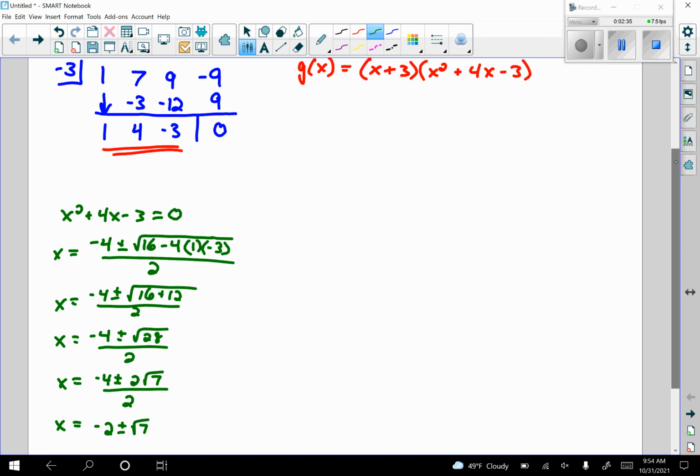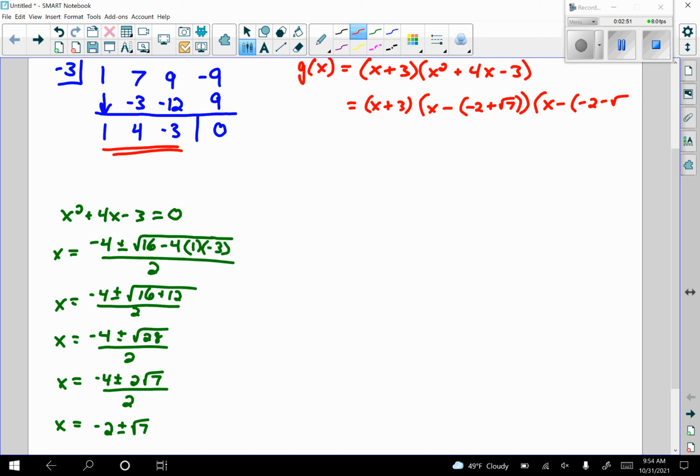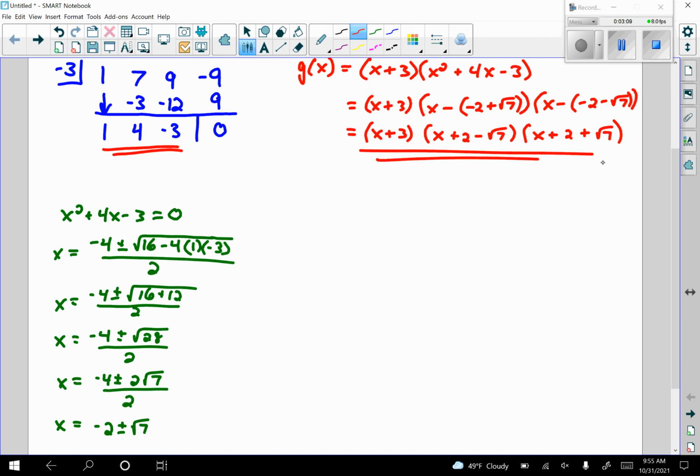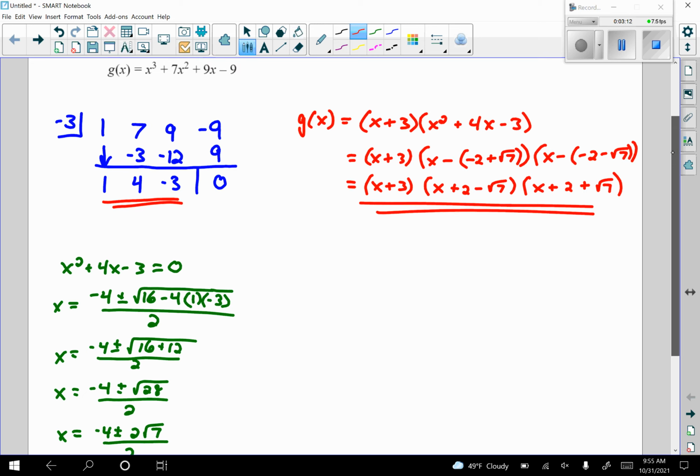So how are we going to write those in? We'll go back up here. We'll still have x plus 3. Then we'll do an x minus a -2 plus radical 7. And then we do an x minus a -2 minus radical 7. So simplifying this, we get the x plus 3. This will become x plus 2 minus radical 7, and then an x plus 2 plus radical 7 when we distribute the negative there. So this is our answer, because now this is written as a product of linear factors.